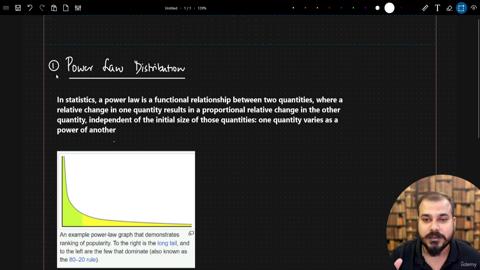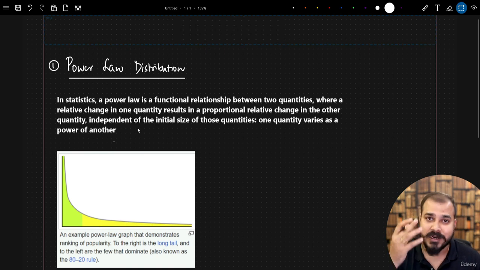So in power law distribution, the first thing you need to know is the definition. In statistics, a power law is a functional relationship between two quantities where a relative change in one quantity results in a proportional relative change in the other quantity, independent of the initial size of the quantities. One quantity varies as the power of another quantity.